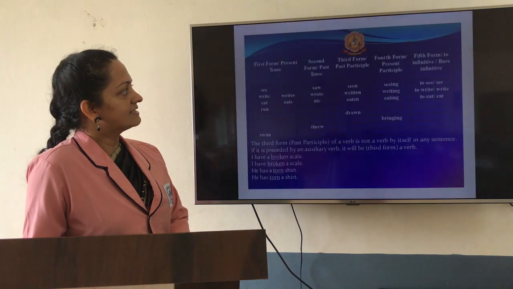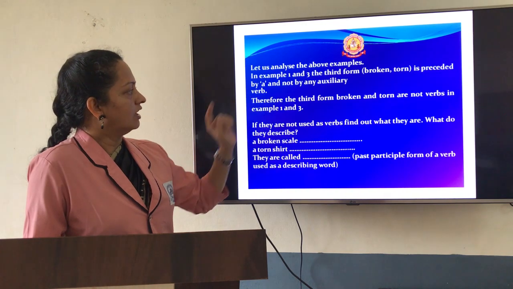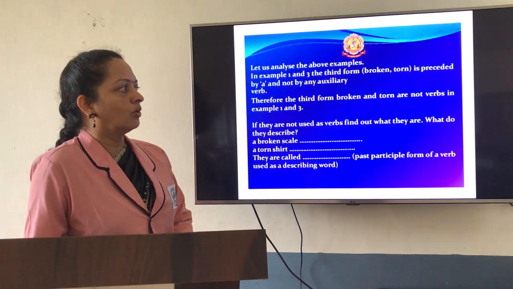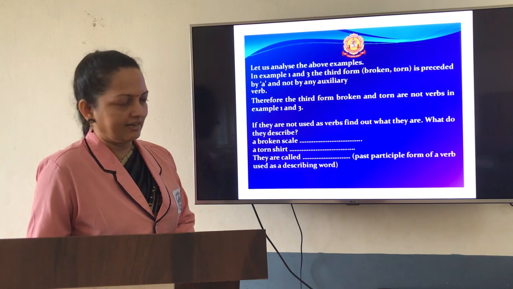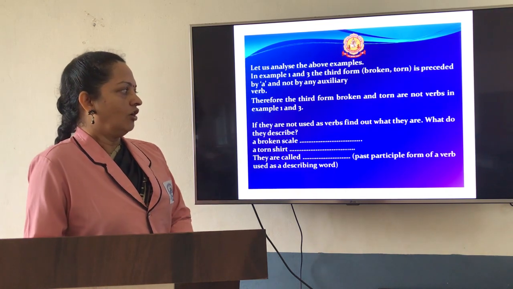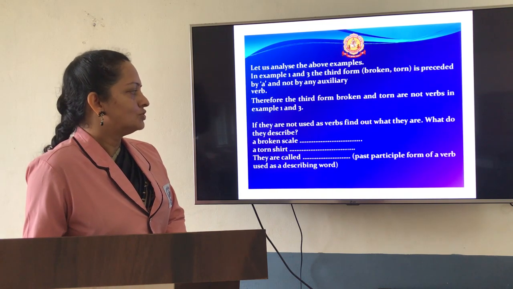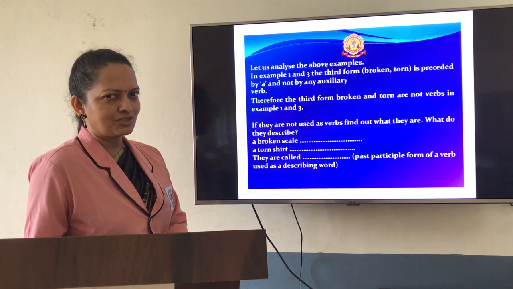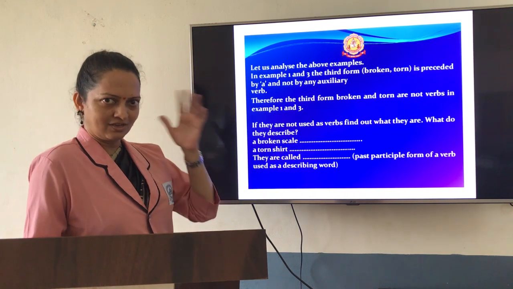So what the sentence says is: not an auxiliary verb. Therefore, the third form, broken and torn, are not verbs in examples 1 and 3. We have already done it. Second, if they are not used as verbs, find out what they are. What do they describe? Just now I have told you. Recall what I told you and then write this. You can answer those blanks.